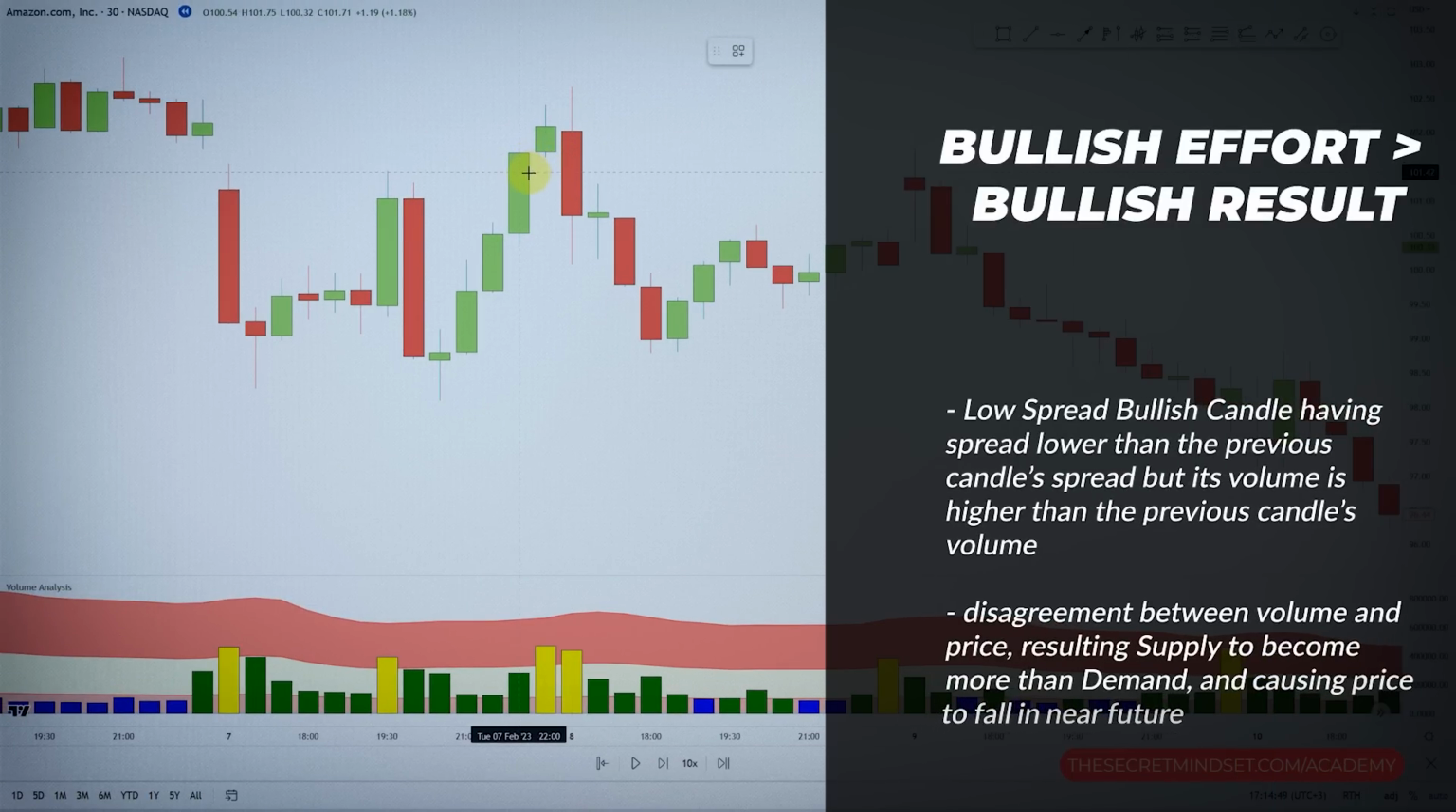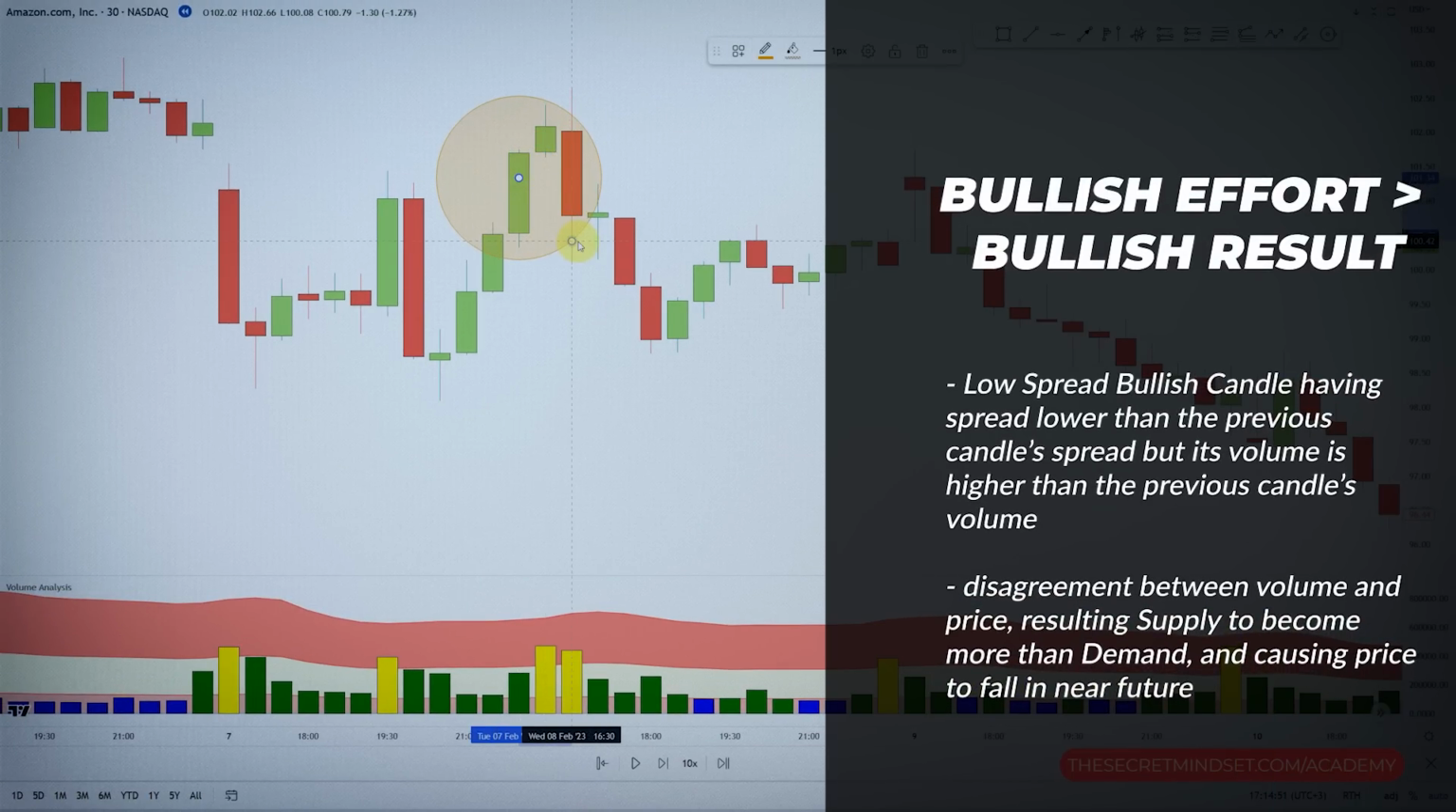Then we have the bullish effort higher than the bullish result. This is a low spread bullish candle, having spread lower than the previous candle spread, but its volume is higher than the previous candle's volume. VSA suggests that if an effort has been made, then there must be a result. In this case, there's a disagreement between price and volume, resulting in supply becoming more than demand and causing price to fall in the near future.